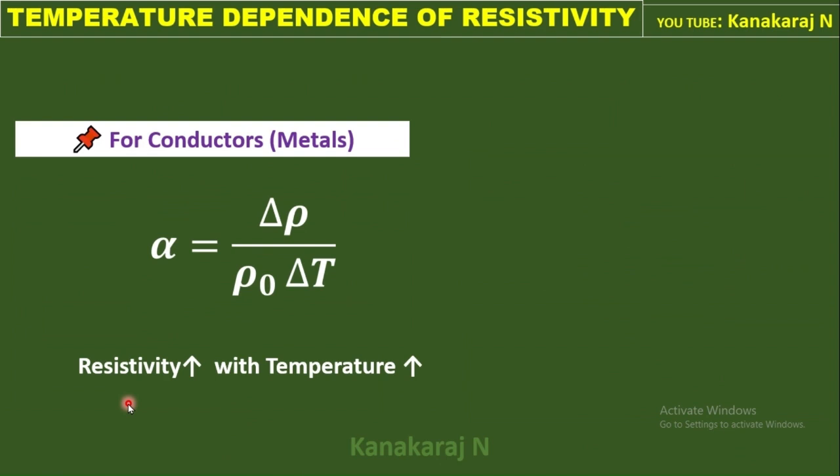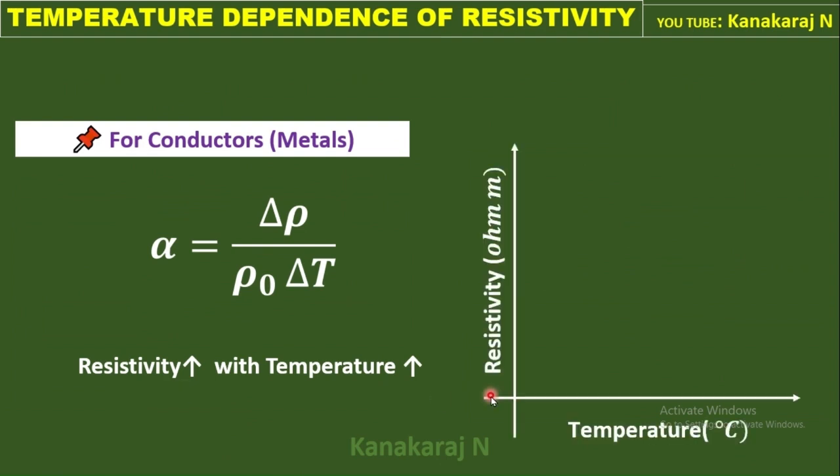For a conductor, resistivity increases with increase in temperature. Let us see it in the graph. It's a straight line graph. Gradually it increases.